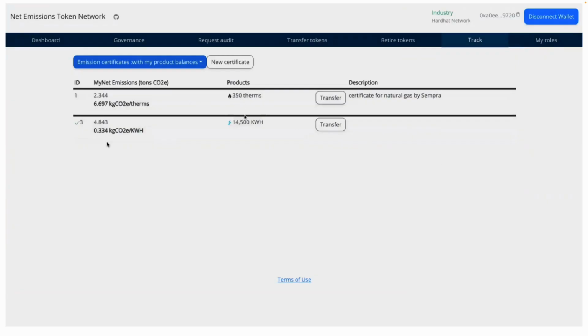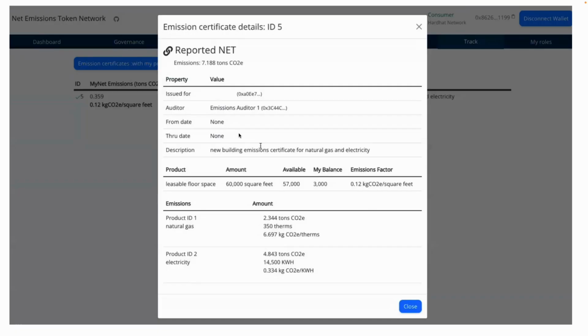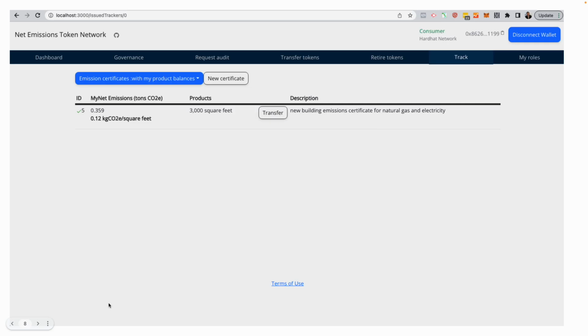And both of these are transferred to a building which has used 350 therms of natural gas and 14,500 kilowatt hours. So this is how much the emissions of the building are going to be. And now the building can create its own carbon tracker for 60,000 square feet, combining its natural gas and electricity emissions here. And finally, it gets them through to the tenant of the building, which has leased 3,000 square feet here. And they can calculate their emissions based on that.